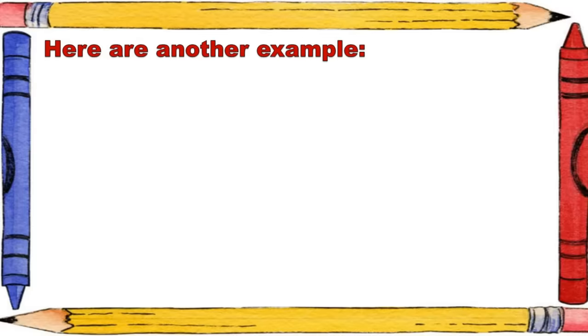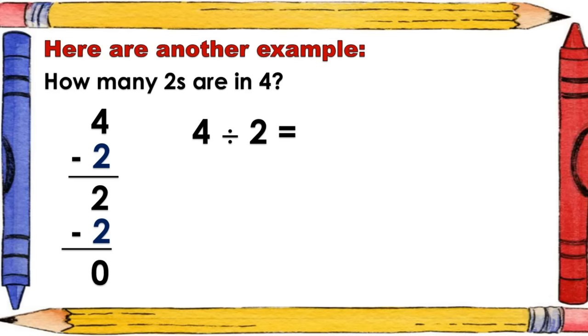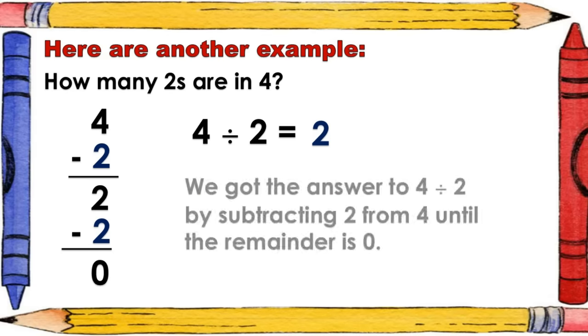Here is another example. How many 2s are in 4? 4 minus 2 equals 2. Minus 2 equals 0. How many 2s do you see? Correct, there are 2 2s. Or 4 divided by 2 equals 2. We got the answer to 4 divided by 2 by subtracting 2 from 4 until the remainder is 0.